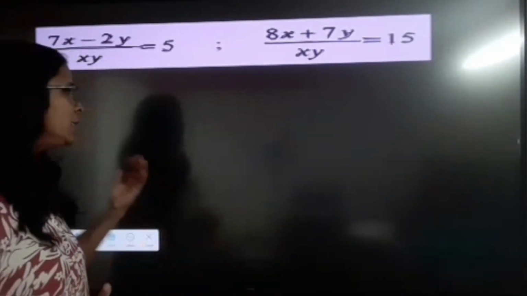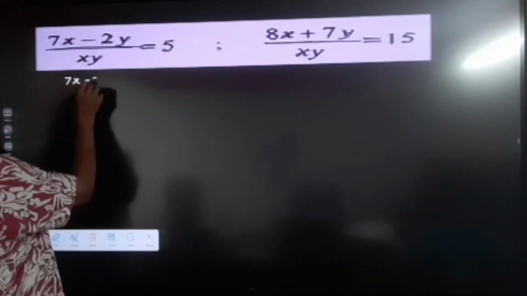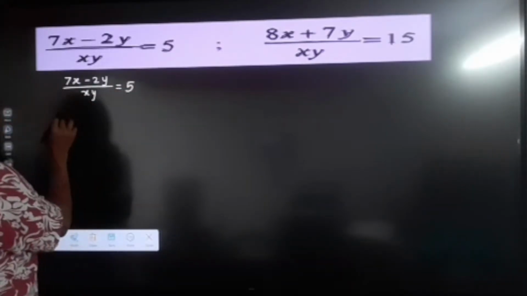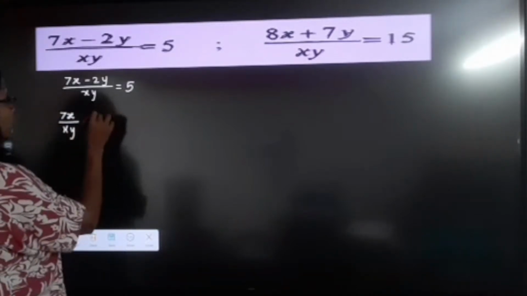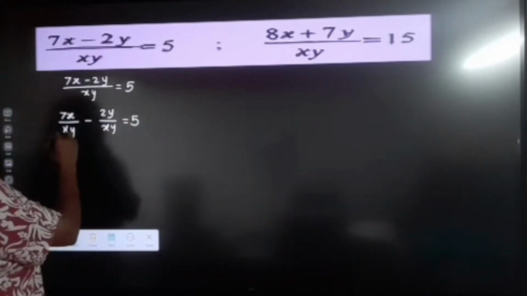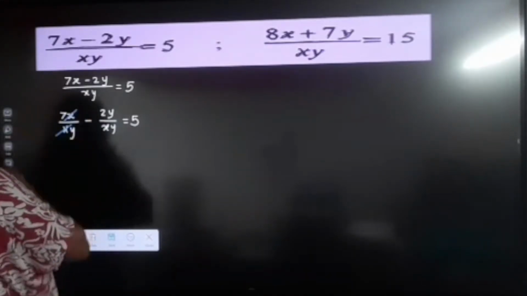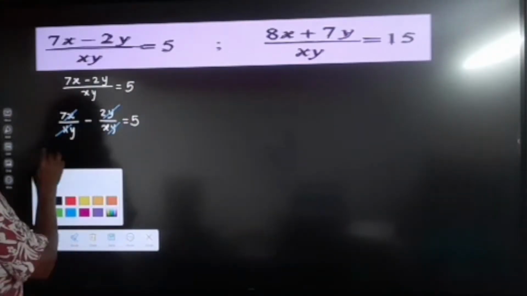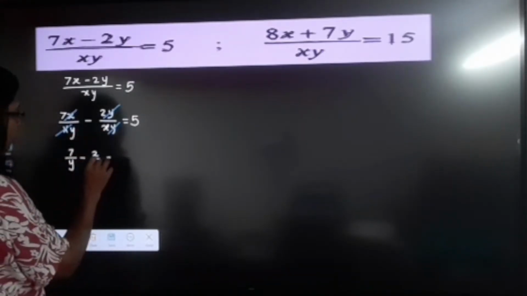How is it possible? See here students, first, 7x minus 2y upon xy is equal to 5. This is the given equation. So I bifurcate it: 7x upon xy minus 2y upon xy is equal to 5. So here x and x get cancelled, y and y get cancelled. So I get 7 upon y minus 2 upon x, which is equal to 5.